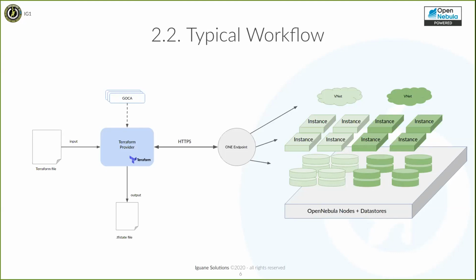So it will create a VNet if you need to create a VNet. It will create data store images to be used as the disk image for each instance. And then, of course, it will deploy instances. Once it's done, Terraform, the provider, will write the state file with the entire status of the infrastructure. And then it will be very useful for future use when you perform changes in your infrastructure. That's for the typical workflow.